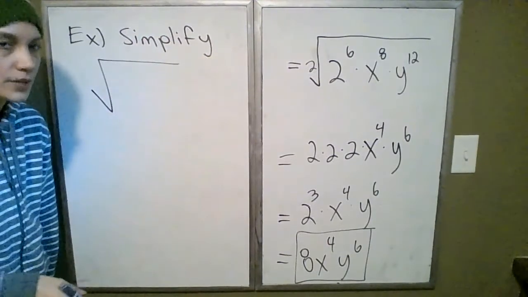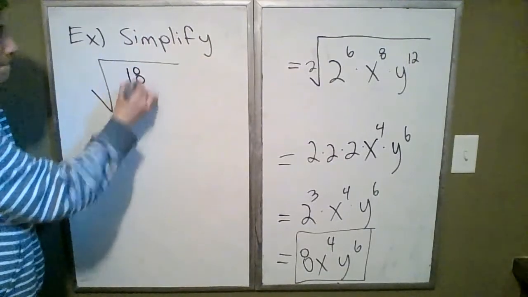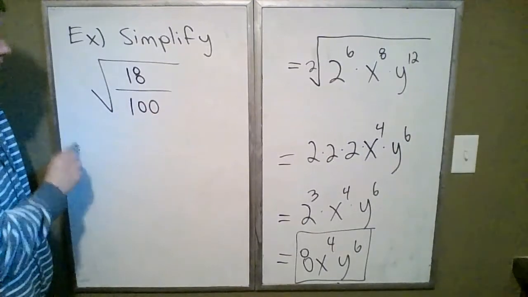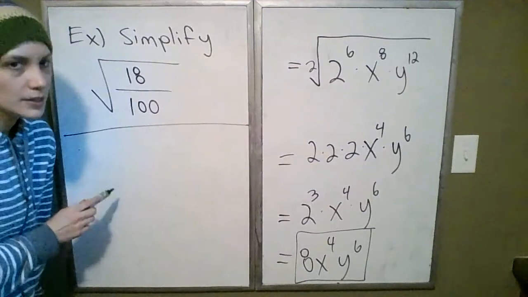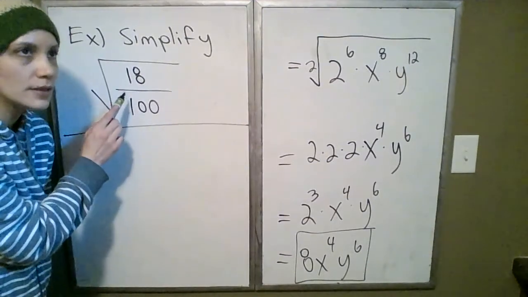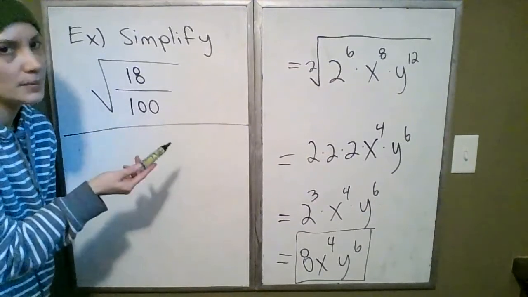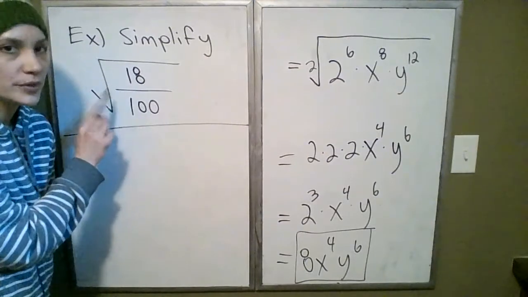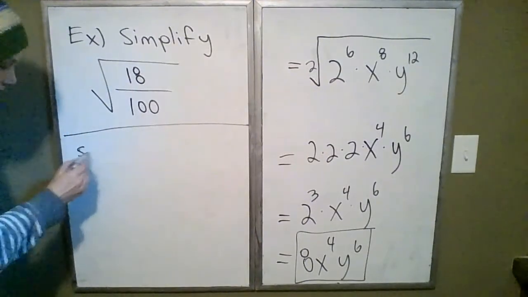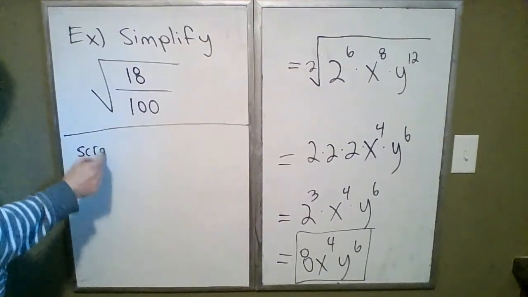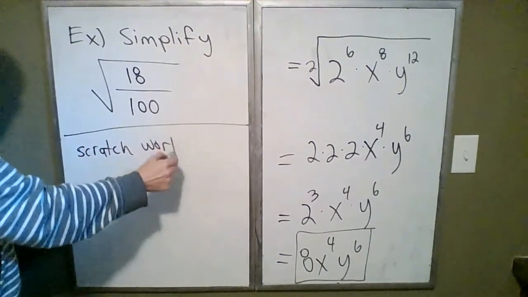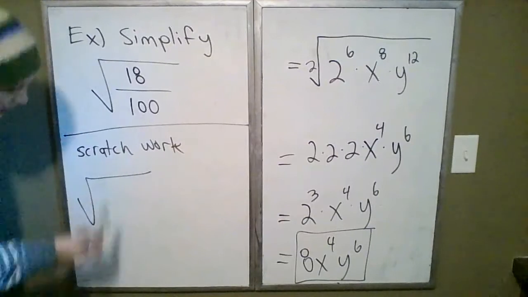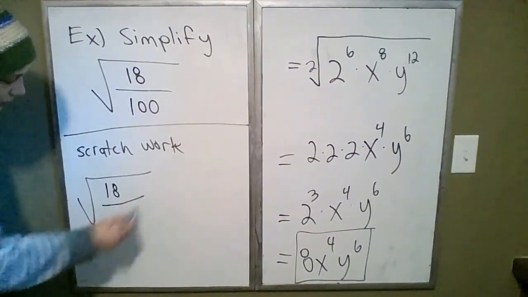We're going to have a root of 18 over 100. There are different ways to solve the problem, and I noticed earlier that those numbers are both even, but I'm still going to leave this fraction how it is and just jump right into using the division rule for radicals. So if I take my radical, it's not simplified since there's a fraction underneath, so we need to get rid of that fraction somehow.